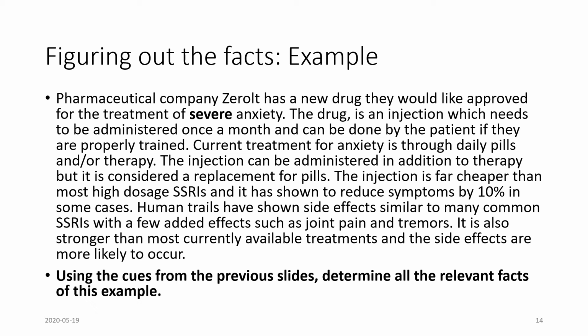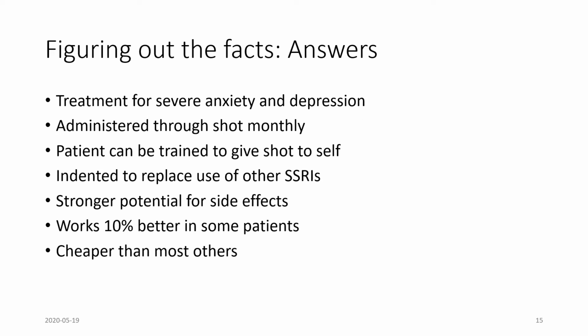So now that we understand a little bit about how to figure out facts, I really want you to put that into action. For this example, all I want you to do is pause this video, read it through, and using the cues that we just talked about in the previous slide, determine all of the relevant facts in this example. All of the relevant facts that the example mentions that may be useful later on when determining other things. So just pause the video, figure that out, take a few minutes, and we'll come back to it on the next slide. There are a number of things that you could have written down.